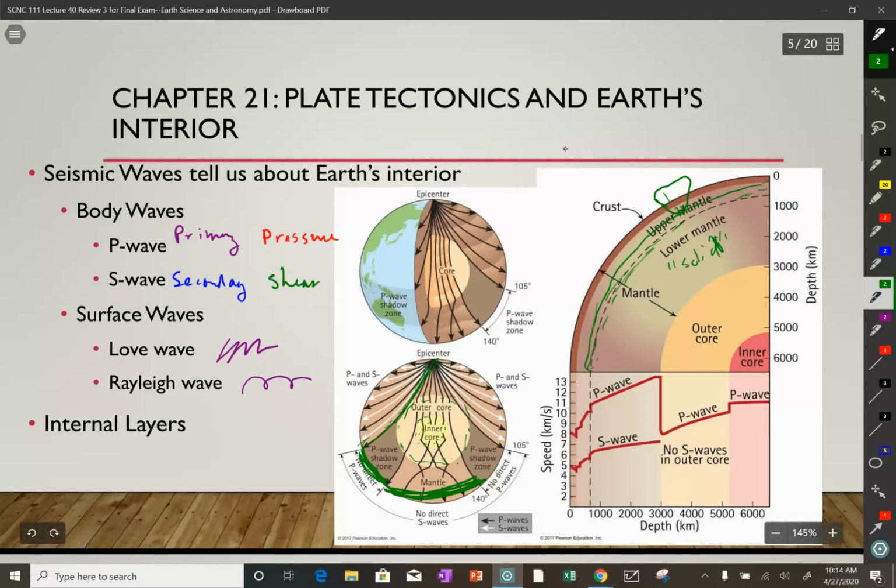And down at the bottom, it shows us the speeds of waves. And you can see a big, distinct change in the speed of the P wave when you get to the liquid, which is why you have this shadow region, because the speed changed dramatically. And then you see the S wave just disappears when you get to the liquid core, because it's liquid and you can't support a shear wave in a liquid.